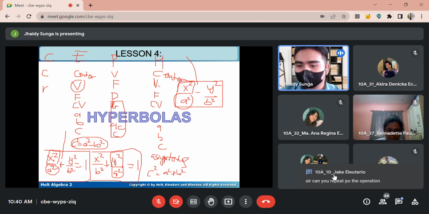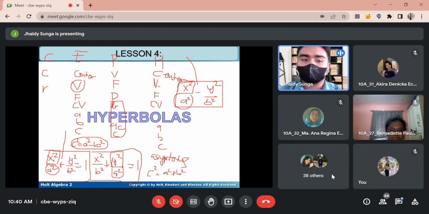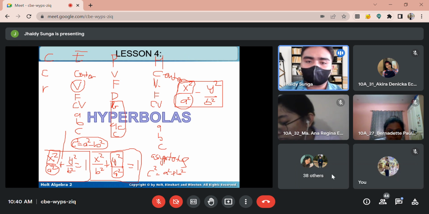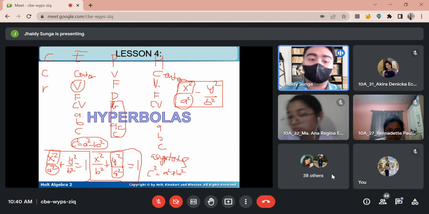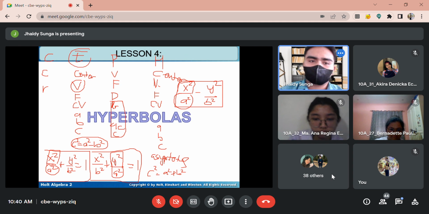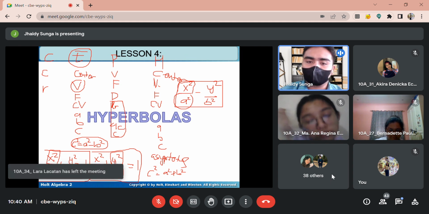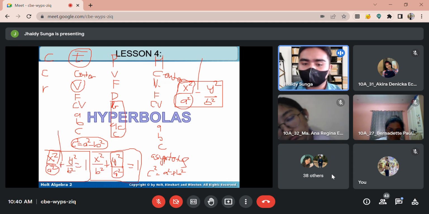Sir, can you repeat the operation? The difference, you will see, is the operation. In ellipse, there are two fractions, the x and y, and the operation between them is addition. But in hyperbola, the operation is subtraction. You will only see that the operation in ellipse is addition, and in hyperbola it is subtraction. Okay? So this is the thing.